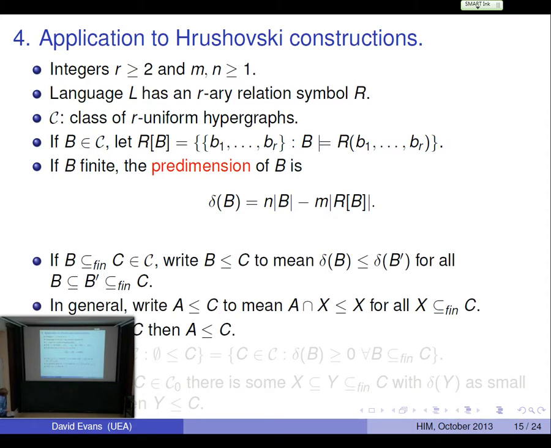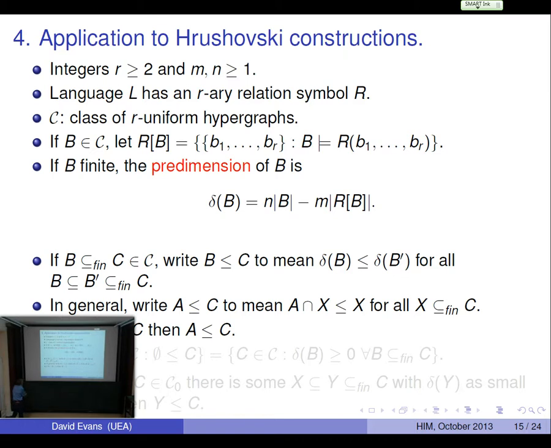Then we want a notion of one hypergraph being nicely embedded in another in this context. If B is a finite substructure of C, let's write B less than or equal to C, and let's just say B is strong in C, because it's quicker. I sometimes say B is self-sufficient in C. B is strong in C means that the pre-dimension of B is less than or equal to the pre-dimension of anything that contains B. So the pre-dimension doesn't get smaller on overgraphs.